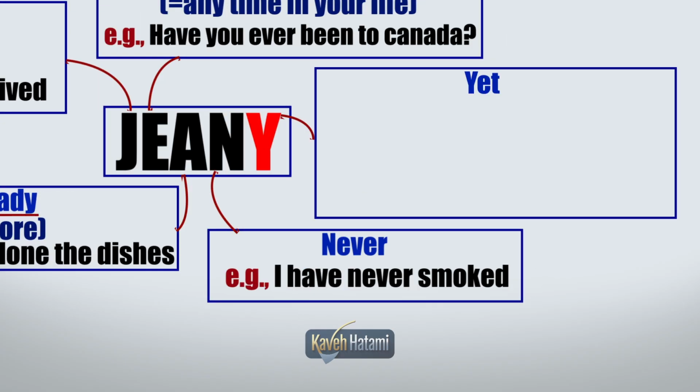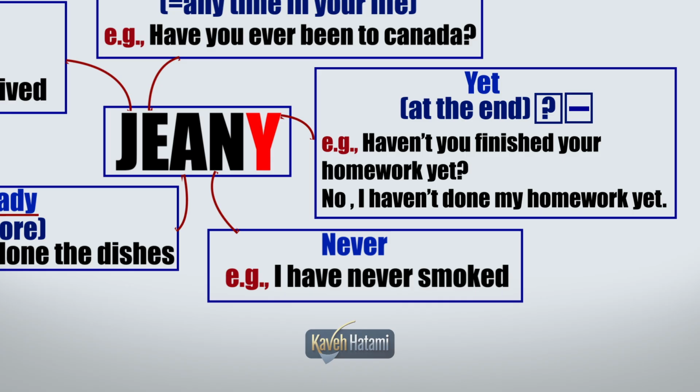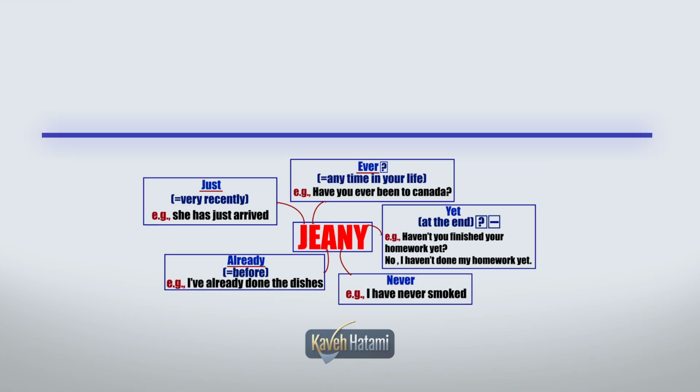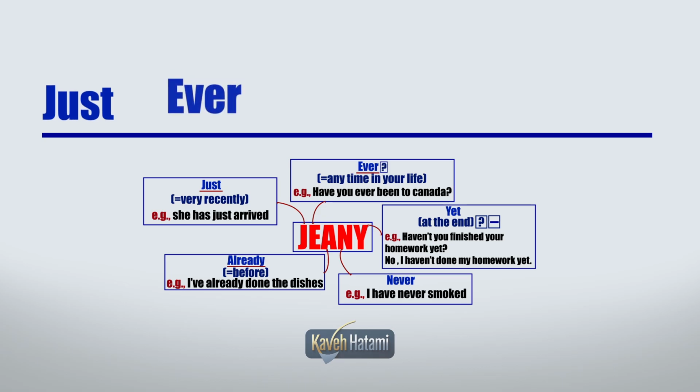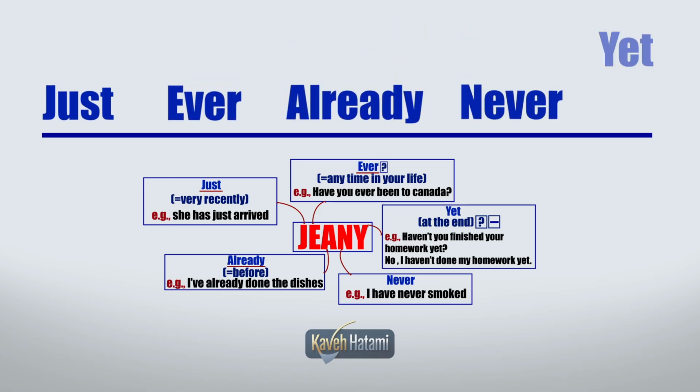And Y stands for yet, which we often use in negative and question form. And we put it at the end of the question or negative sentence. For example, haven't you finished your homework yet? No, I haven't done my homework yet. So remember, Genie: just, ever, already, never, yet. And none of these 5 words specify any exact time in the past.